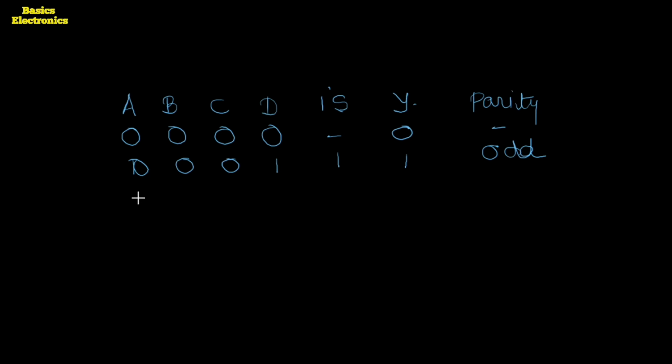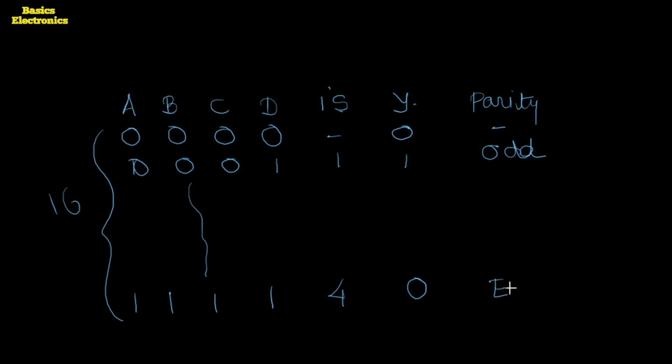Then the last entry I will write here is 1, 1, 1, 1. You have to write down all the entries between 0, 0, 0, 0 and 1, 1, 1, 1. The total number of entries is 16. Here the number of ones is 4, the output is equal to 0 and the parity is even parity. So you complete this whole truth table. This is all about the parity tester, or parity generator, or parity checker.